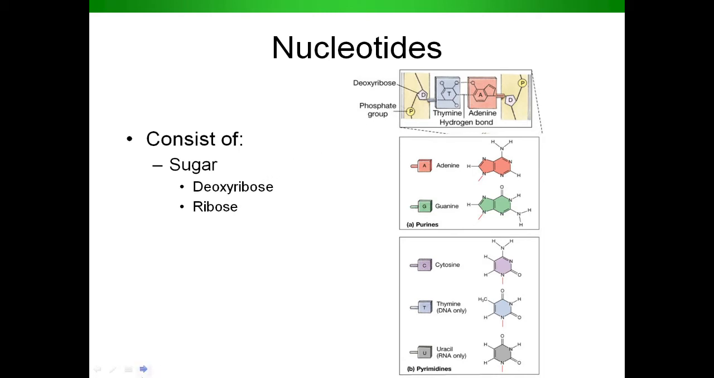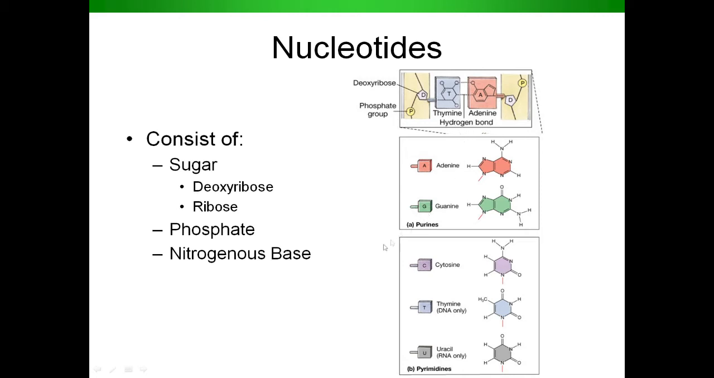So nucleotides consist of a sugar. They also consist of a phosphate group. In here, we've got a phosphate group attached to the deoxyribose sugar in this case. Right? So nucleotides also will contain a nitrogenous base. Here you can see thymine is the nitrogenous base. On this nucleotide over here, we're going to see adenine, and those two will bind to one another by way of a hydrogen bond. Right?